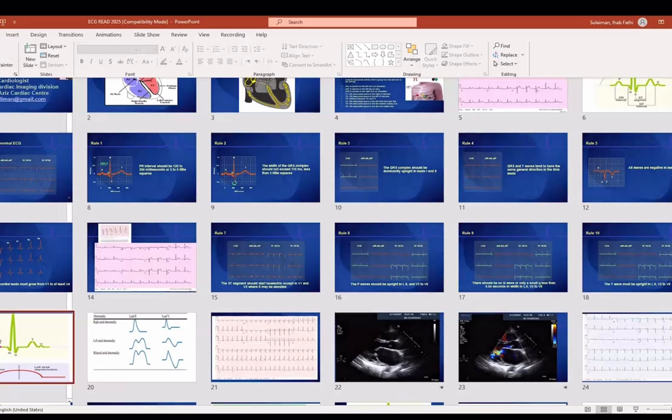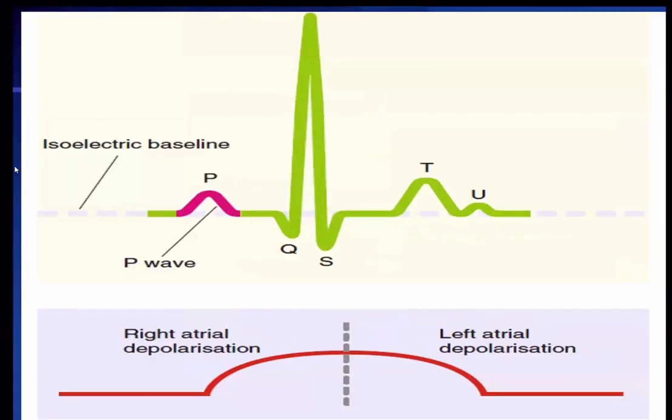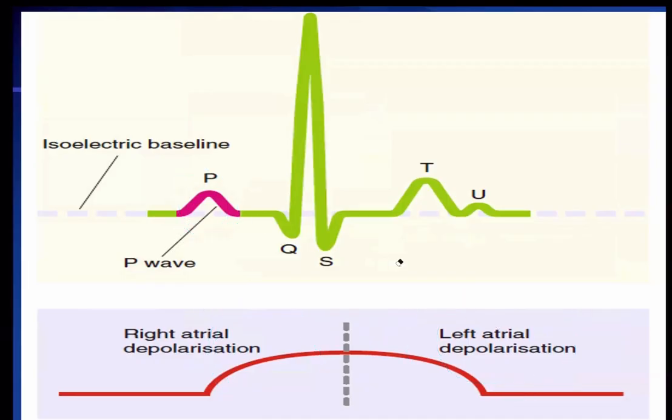So, yes. This is the way I am showing you the P wave. So we said P wave is contraction of the right atrium and left atrium. And how can we determine if there is an abnormality of the P wave? On the second slide, I'm going to show you.